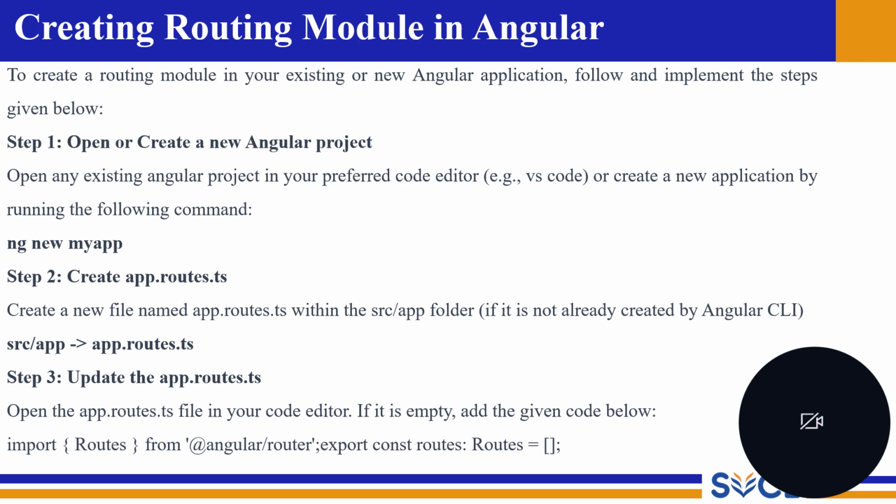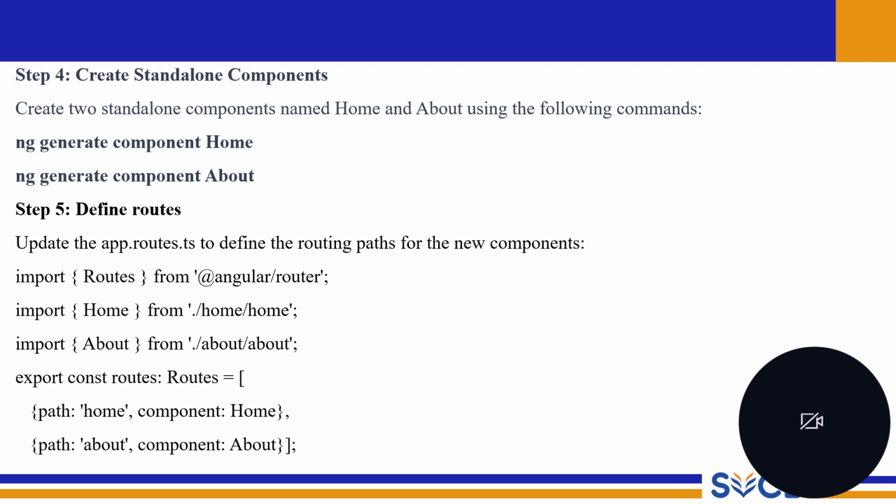So these are the steps to create a routing module in Angular. In step 1, you have to create a new Angular project. Step 2, you have to create app.routes.ts. And then in step 3, you have to update the routes.ts using the following command. And then in step 4, you have to create the standalone components. Finally, in step 5, you have to define the routes.